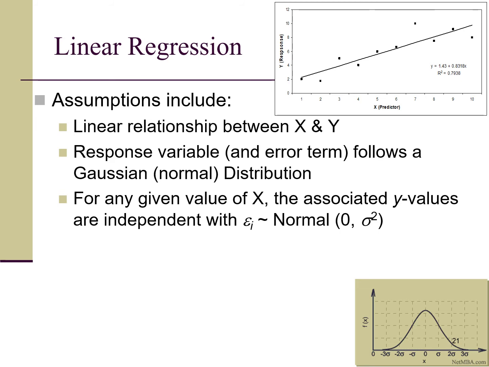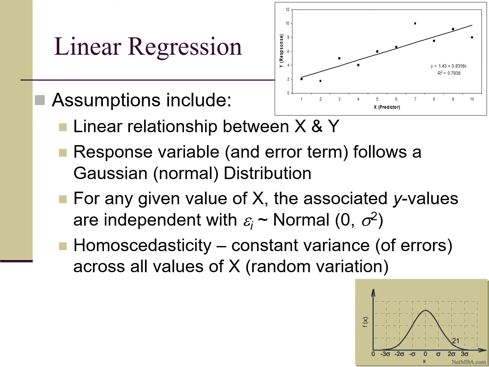That for any given value of x, the y values are independent of each other in your data set, and that error term is going to be approximately normal with a mean of 0 and a variance of whatever variance you get. We assume homoscedasticity. That is, that the variance of the errors is constant across all the values of x.